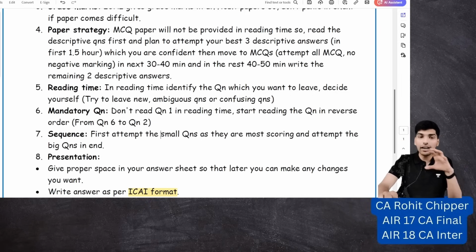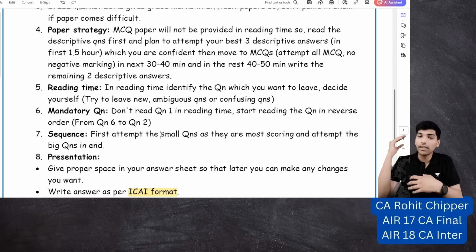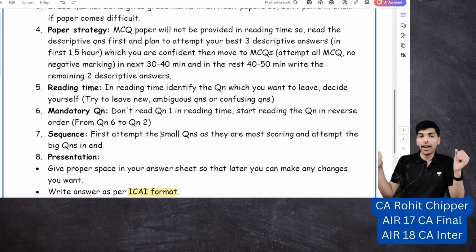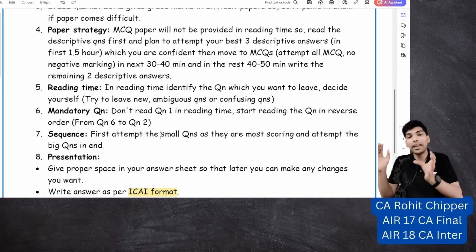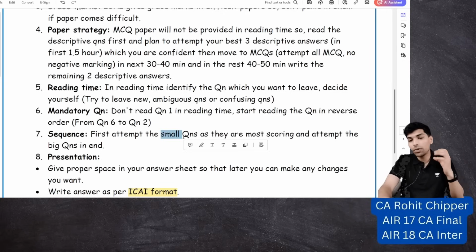Because if you start solving small questions, you will get confidence and it will build a momentum for you, so that you will not make any silly mistakes. And in case you start with a big question, there are high chances that you will make a silly mistake, and that will corrupt the entire answer, and you will also start panicking in the exam for other questions as well, and there also you will start making mistakes. So start with small questions and then move to the big question.